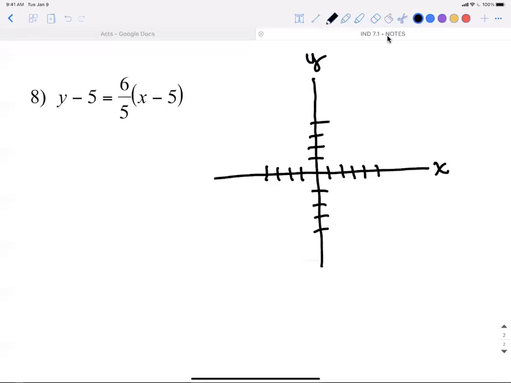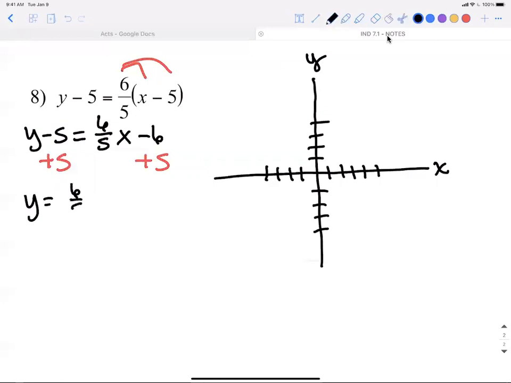What's your go-to for graphing linear if you can't think of anything else? You can always go back to y equals mx plus b. You can distribute. Okay, you would get y minus 5 equals 6 over 5x. And then 6/5 times negative 5 is negative 6. And then I would add 5 and add 5. And I would get y equals 6/5 x minus 1. I would state my m is 6/5 and my b as negative 1.